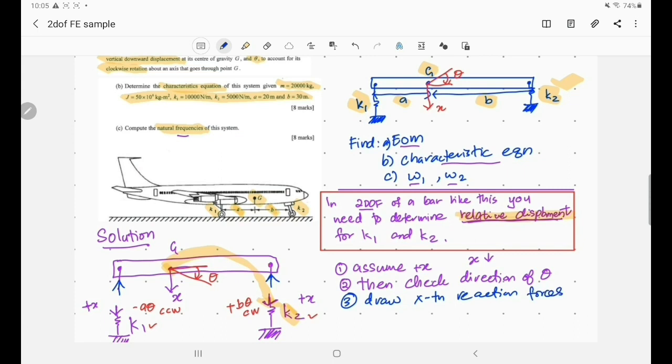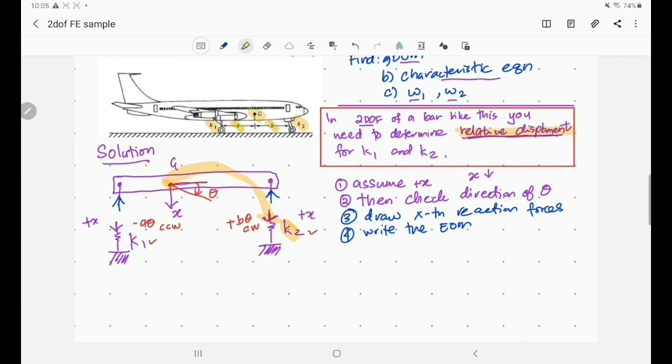Forces. So once you have that, then only you write the EOM, because you already have all the relative displacement. I have also used a colored highlighter to show you the direction according to the arrowhead, so that you can get the left hand side for K1 is negative and the right hand side K2 is positive clockwise.